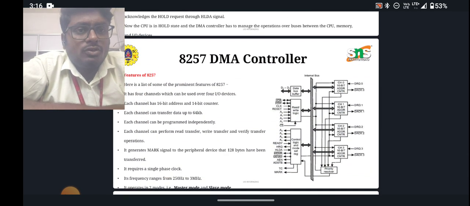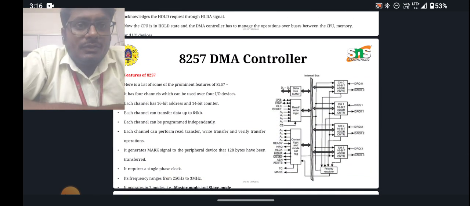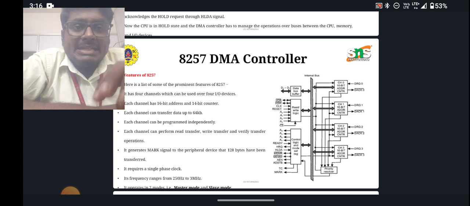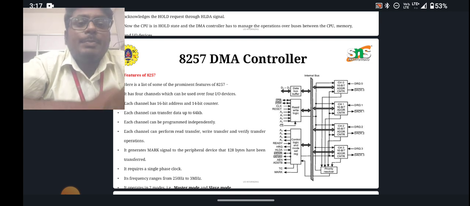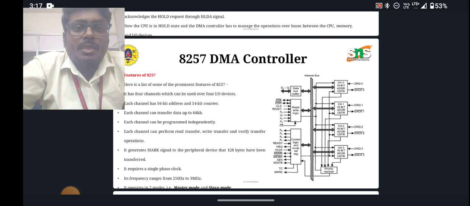The features of the DMA controller. Here is a list of some prominent features. It has 4 channels which can be used for 4 IO devices. Each channel has a 16-bit address and a 14-bit counter. Each channel can transfer data up to 64 kilobytes. Each channel can be programmed independently. Each channel can perform read transfer, write transfer and verify transfer operations.